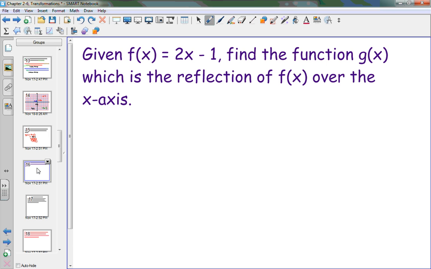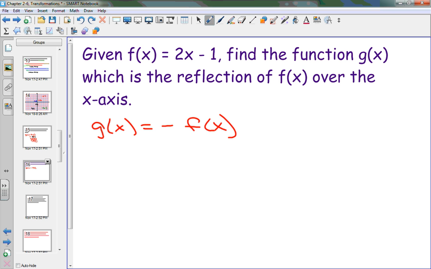Let's do it again. Given the function f of x is equal to 2x minus 1, find the function g of x, which is the reflection of f of x over the x-axis. Well, visualize the coordinate plane, visualize the point, and fold it hamburger style over the x-axis. What changes? The y value changes. Now, how in the world do you change the y value? In order to do that, g of x is going to be equal to negative f of x.